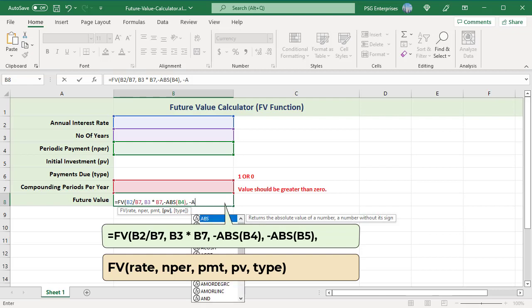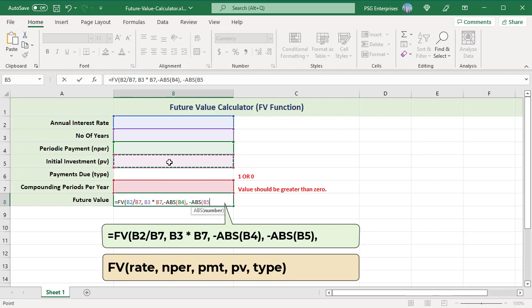The user can enter a positive or negative value and future value is calculated correctly. Fourth argument is PV, initial investment. PV should also be negative, so use minus ABS B5. Next argument type, when payments are due, B6. Value should be 0 or 1. 0 or omitted, default, regular annuity where payments are made at the end of a period. 1, annuity due where payments are made at the beginning of a period. Here is the complete formula.